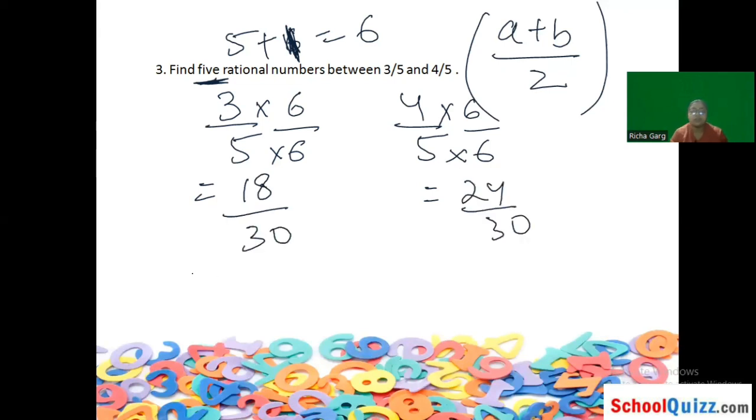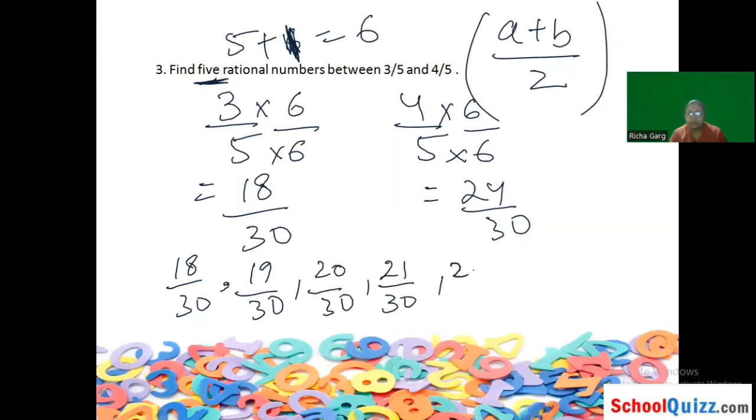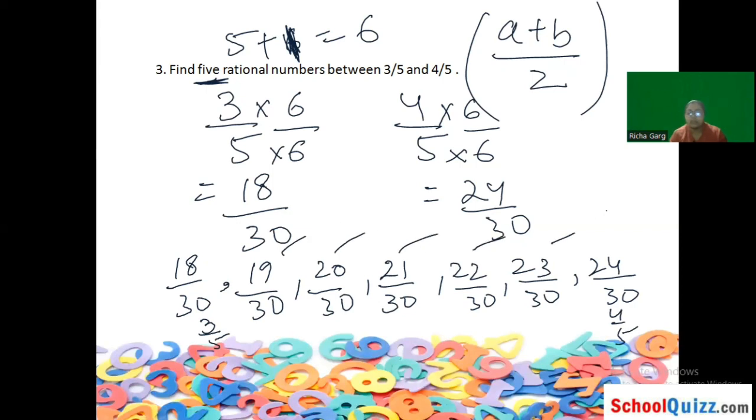Find out the numbers. So it will be 18 by 30, comma, first number 19 by 30, 20 by 30, 21 by 30, 22 by 30, 23 by 30, and then will come 24 by 30, or we can write it as 3 upon 5, and this is 4 upon 5. So 1 2 3 4 and 5. It's that easy, isn't it?